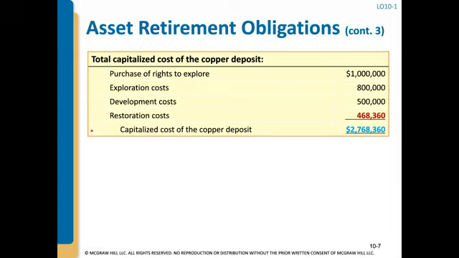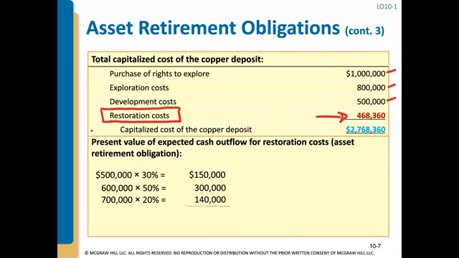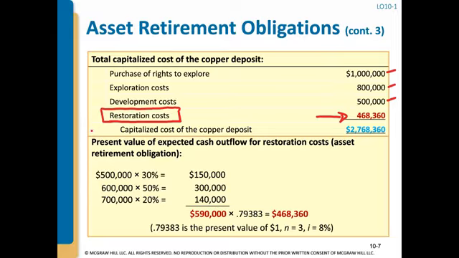So let's see, what's the cost of capitalizing the cost of the copper deposit? Well, the first thing is the purchase of the rights, right? That's the acquisition cost to explore, which is $1 million. We had exploration costs of $800,000 and development cost of $500,000. Now, the restoration cost is the one where we had that probability table, and we have to calculate how much to capitalize as part of the cost. So let's see how we come up with this $468,000.